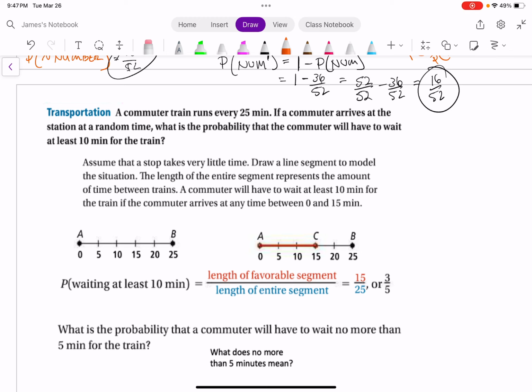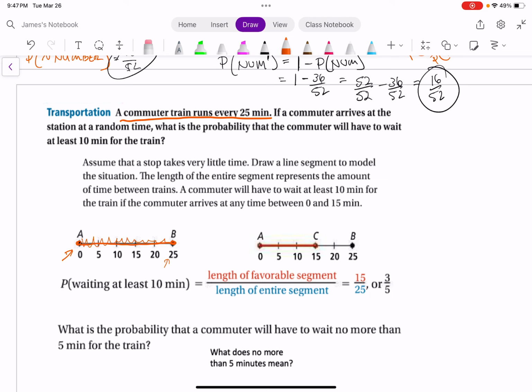Hopefully that makes sense, okay? So this 0 to 25 represents the commuter train running every 25 minutes. One arrives there, and then it disappears, and then it arrives there again, and we repeat that process over and over again. So within this, there are no trains at the train station.